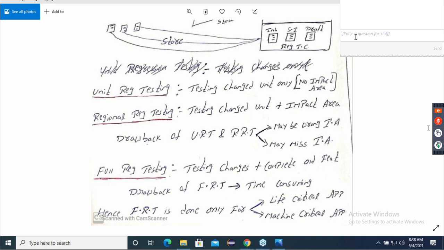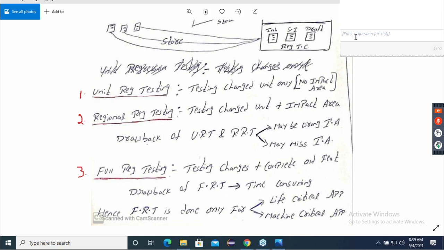Now, everyone listen carefully. In a company, let's assume we have unit regression testing, regional regression testing, and full regression testing. This is the first type of regression testing, this is the second type, and this is the third type. Correct? So out of these 1, 2, 3, if you say real regression testing, which one is a real regression testing?